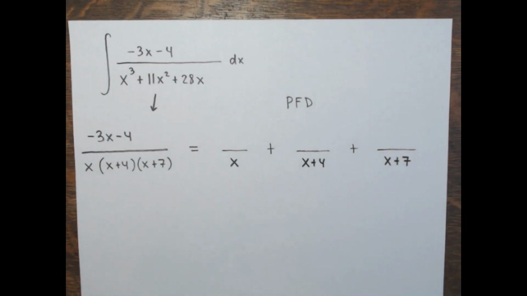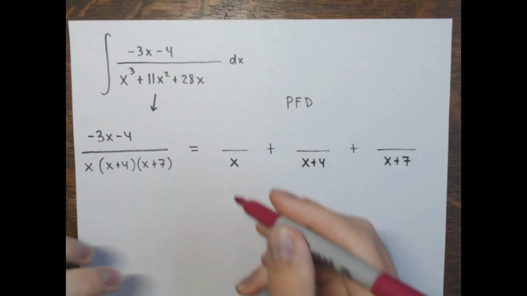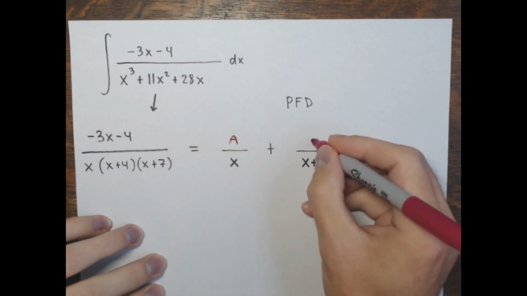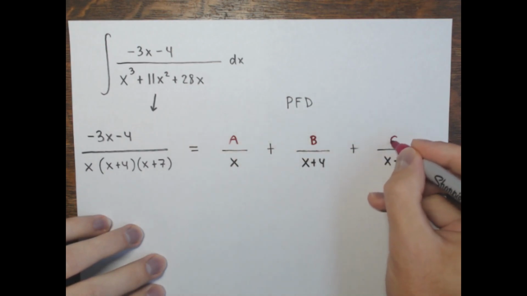And if I have linears, right? These are all coming from linears. So in order to be proper, we need just constants above. Again, I'll call them A, B, and C.